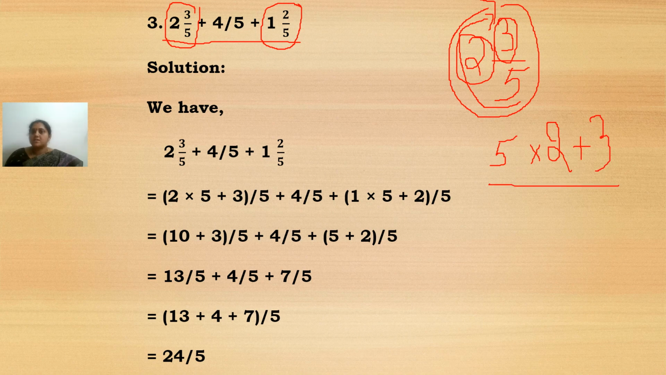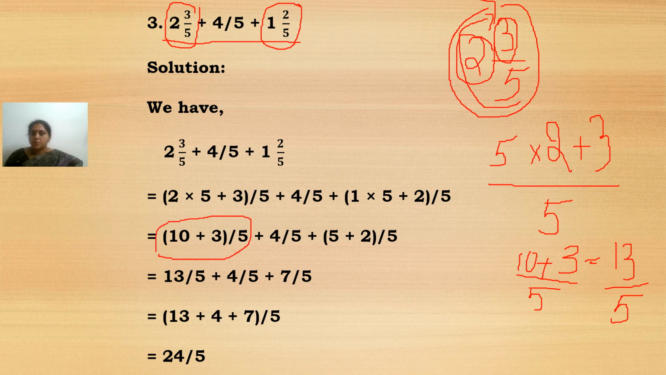Divided by your denominator. Write that denominator exactly there. Now 5 into 2 how much? 10. 10 plus 3 how much? 13. 10 plus 3 is equal to 13, divided by 5. This is how we convert mixed fractions to improper fractions. The process is 2 into 5 plus 3 divided by 5, which is 10 plus 3 by 5, that is equal to 13 by 5, right?